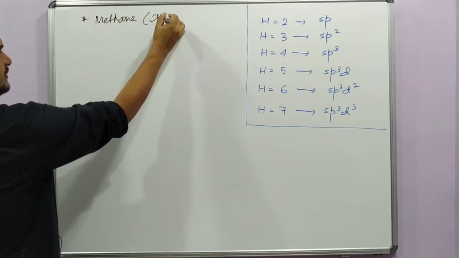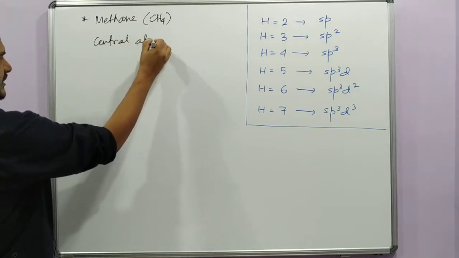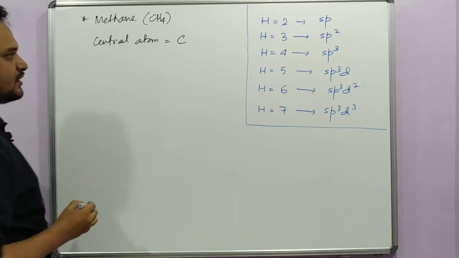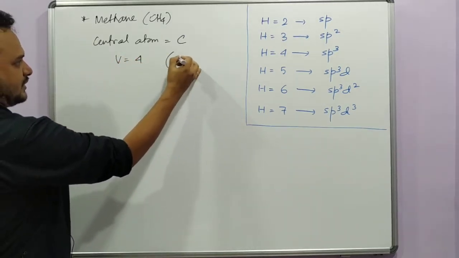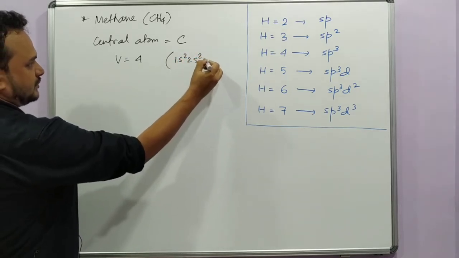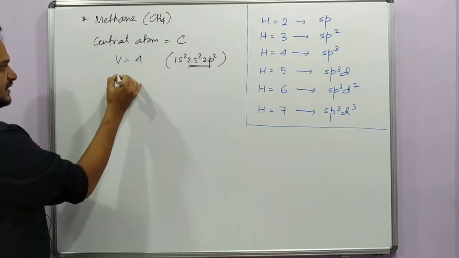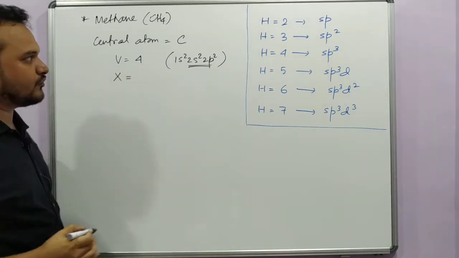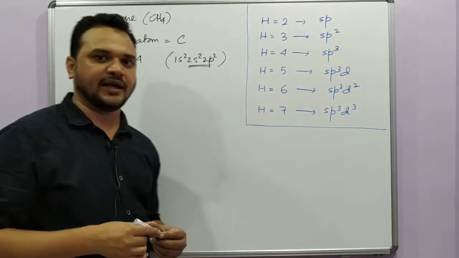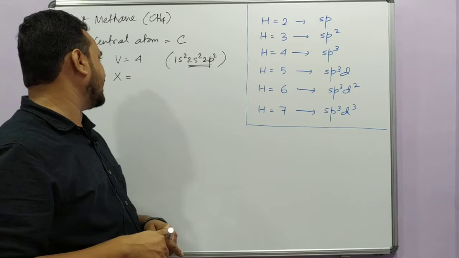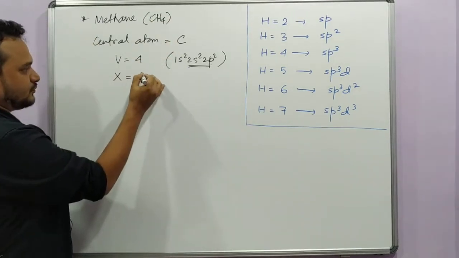Here the central atom is clearly carbon. The number of valence electrons of carbon is 4, because carbon has electronic configuration 1s2, 2s2, 2p2. So in the valence shell there are 4 electrons. Then the value of X, number of monovalent terminal atoms. Here all the terminal atoms are hydrogen, and we know hydrogen is a monovalent atom. So the number of monovalent terminal atoms is also 4.